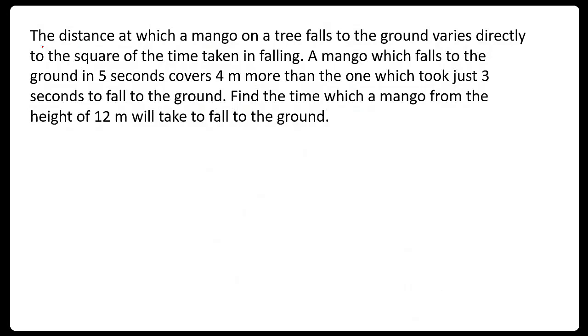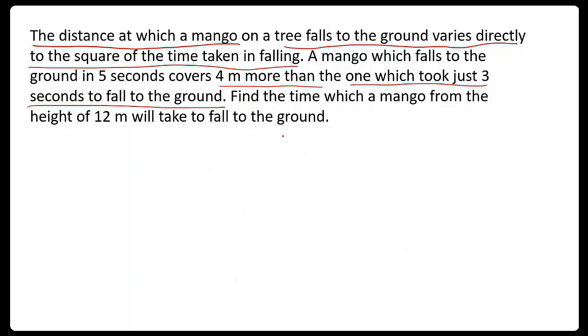Here in the question it is saying that the distance at which a mango on a tree falls to the ground varies directly to the square of the time taken in falling. A mango which falls to the ground in 5 seconds covers 4 meters more than one which took just 3 seconds to fall. Find the time which a mango from the height of 12 meters will take to fall to the ground. So here let the distance be d, time be t.